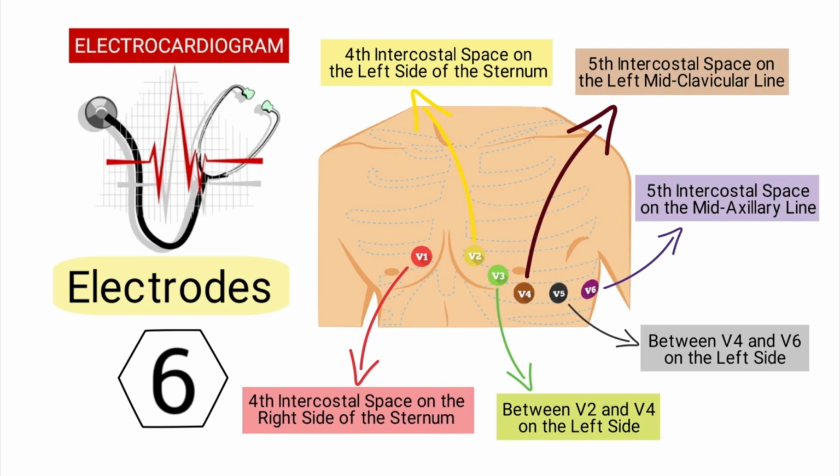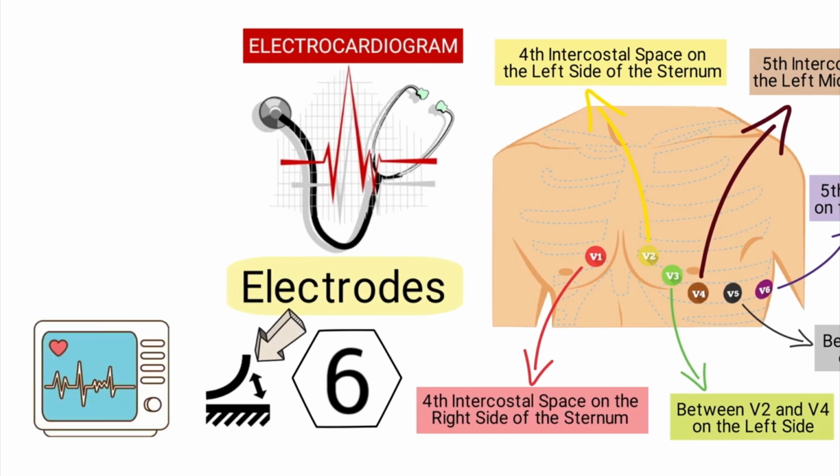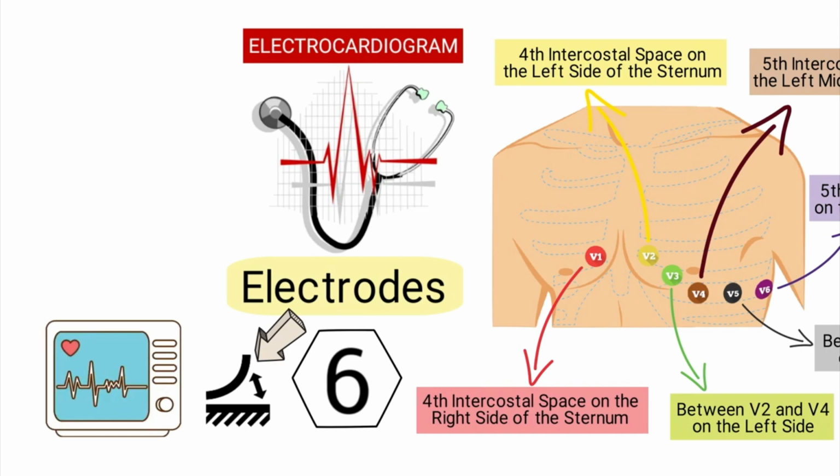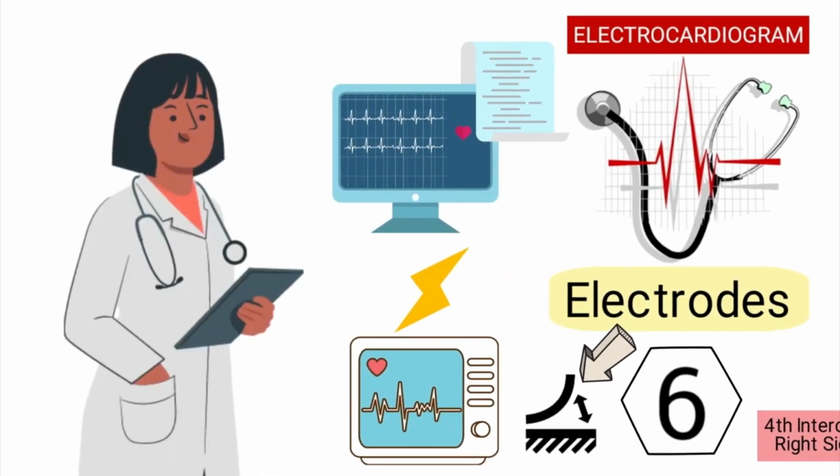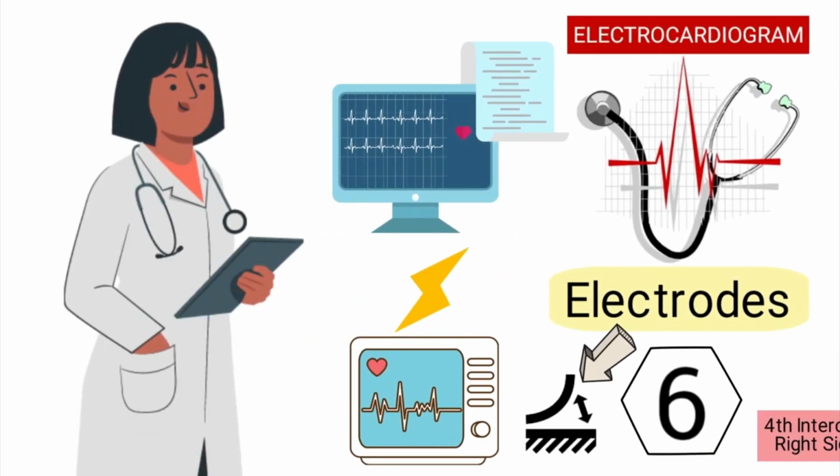Each electrode has an adhesive backing that is placed on the patient's skin and then connected to the EKG machine. This allows the machine to detect the electrical activity of the heart and produce a graph that can be interpreted by doctors and medical professionals.